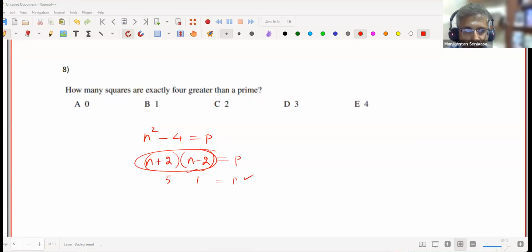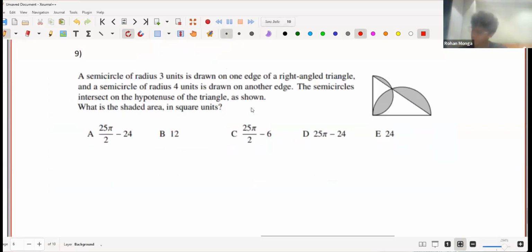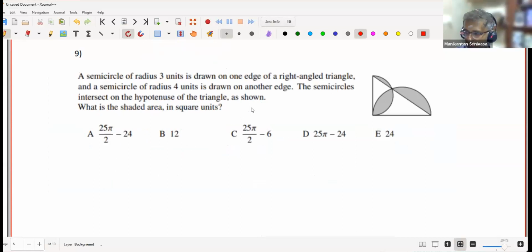Question 9, area. Rohan, what did you get? Sir, I got A. I also got A. Fairly easy, right? Yeah, okay, good. So the two semicircles. Sorry? It was not that easy, sir.